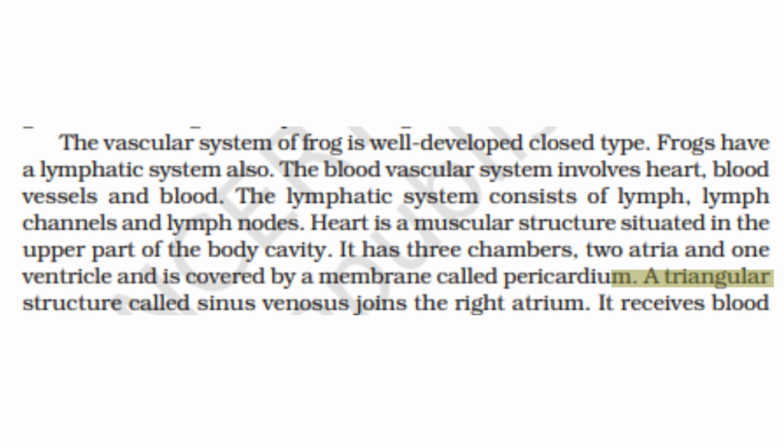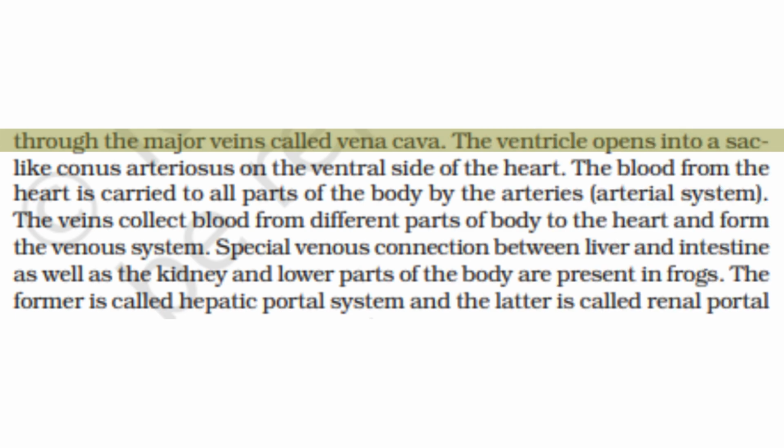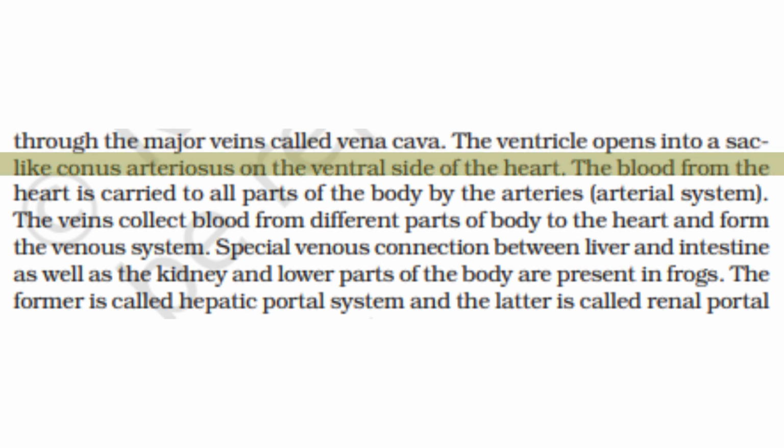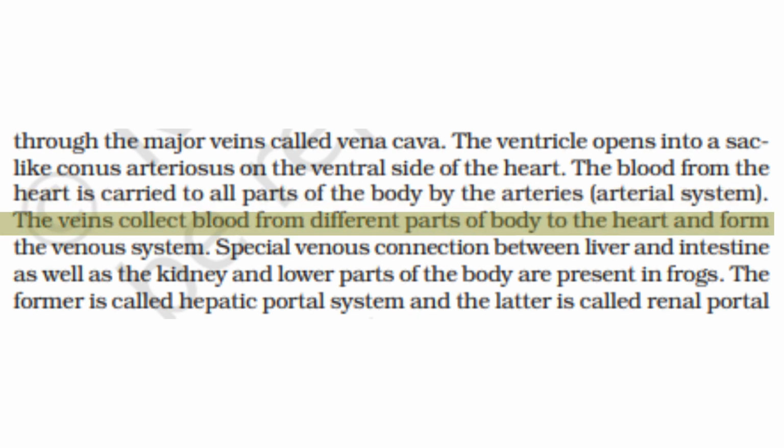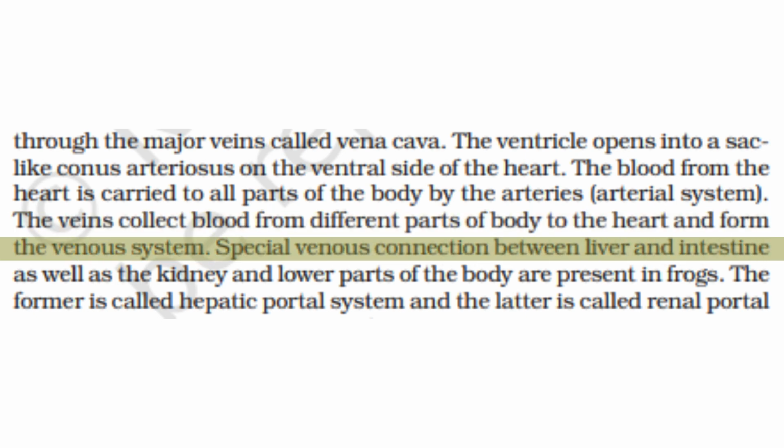A triangular structure called sinus venosus joins the right atrium. It receives blood through major veins called vena cava. The ventricle opens into a sac-like conus arteriosus on the ventral side of the heart. The blood from the heart is carried to all parts of the body by the arteries, arterial system. The veins collect blood from different parts of the body to the heart and form the venous system.